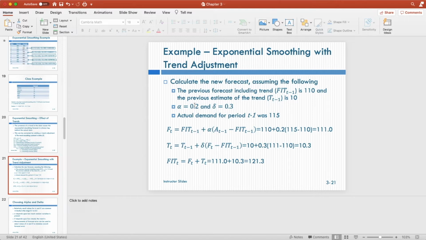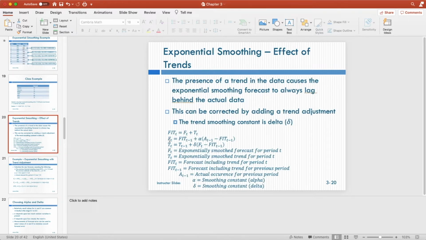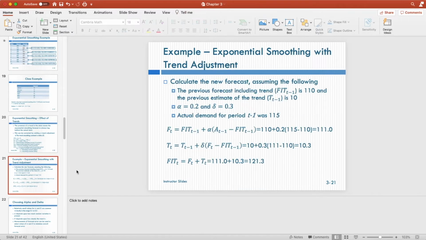how do we get the forecast after incorporating trend for this month, or more specifically for period t? So you just follow the equations that I just said. Which equation should you start from? You should start from this equation, basically the second one. You see, that's what I list here.